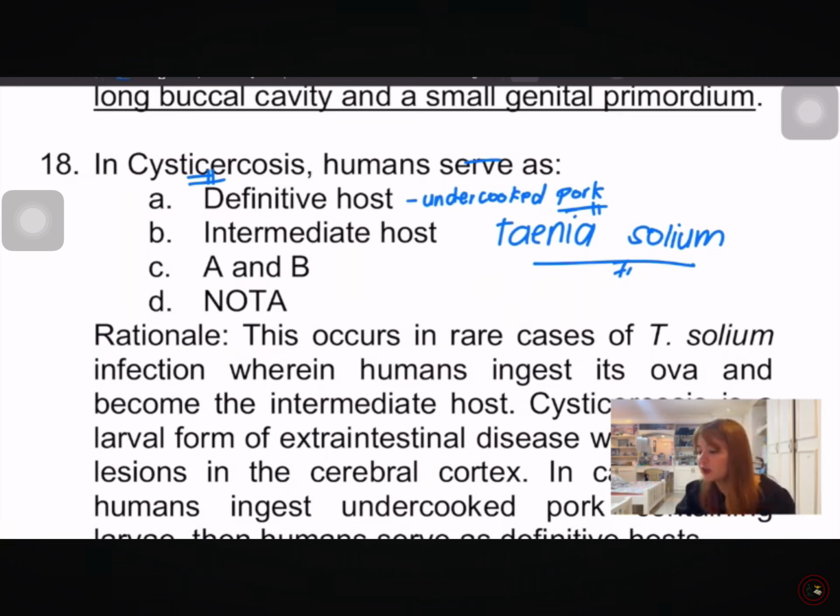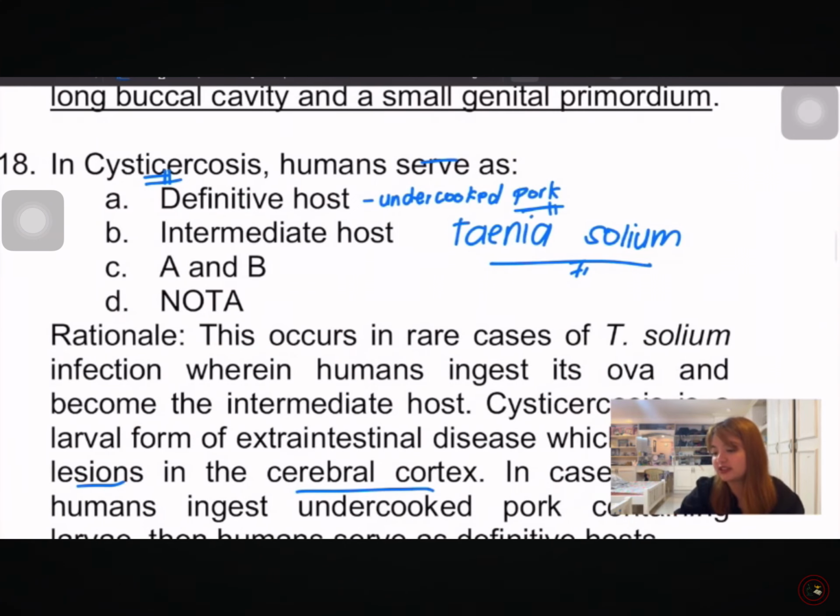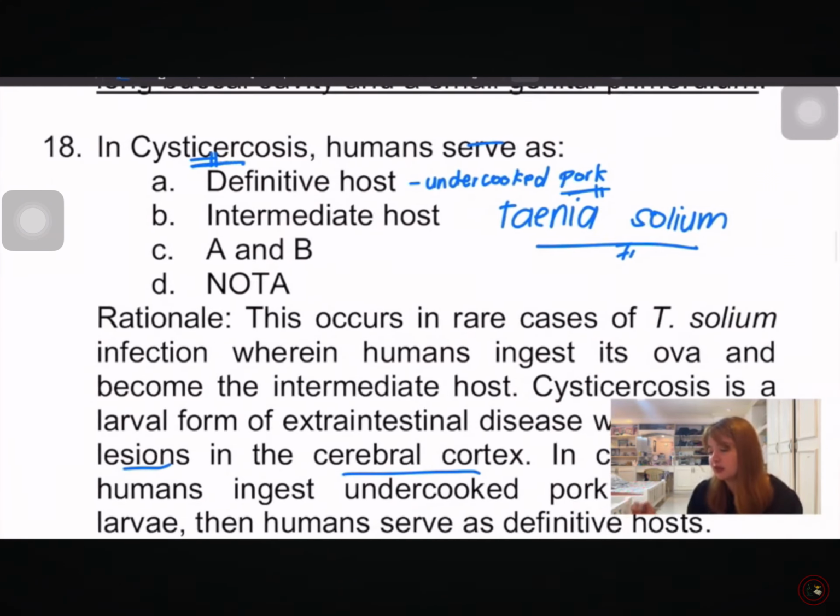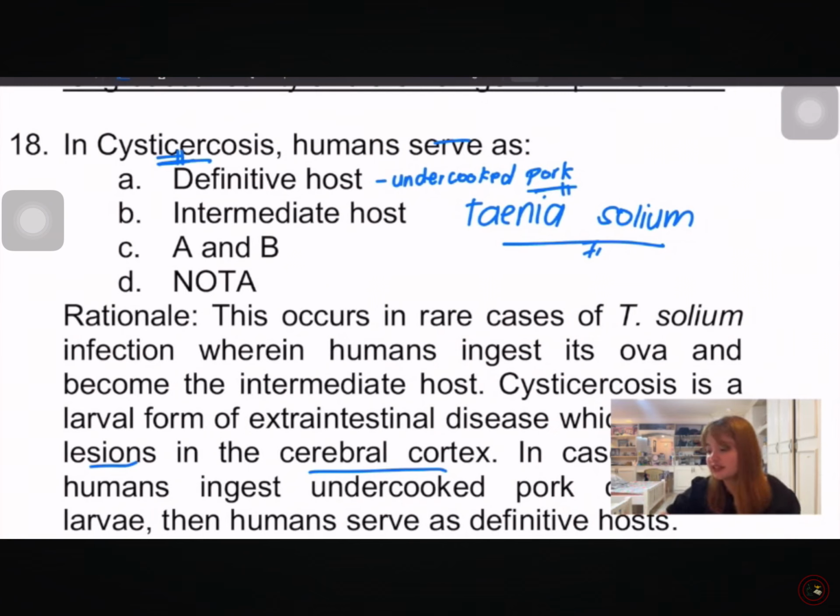And kapag in-ingest natin yung egg ng Taenia solium, ang mangyayari sa atin is yung larval form na magpo-form from those eggs, sila yung makakapag-cause ng extraintestinal disease. Like, nagta-travel sila to other parts of the body outside of the intestines. So, pwede makapag-cause sila ng lesions in the cerebral cortex. Yung pagkakaroon ng lesions in the cerebral cortex, yun yung rin-refer natin as cysticercosis. So, in this case, yung cysticercosis, yung humans nagsiserve siya as an intermediate host. So, huwag kayong paparito, guys.